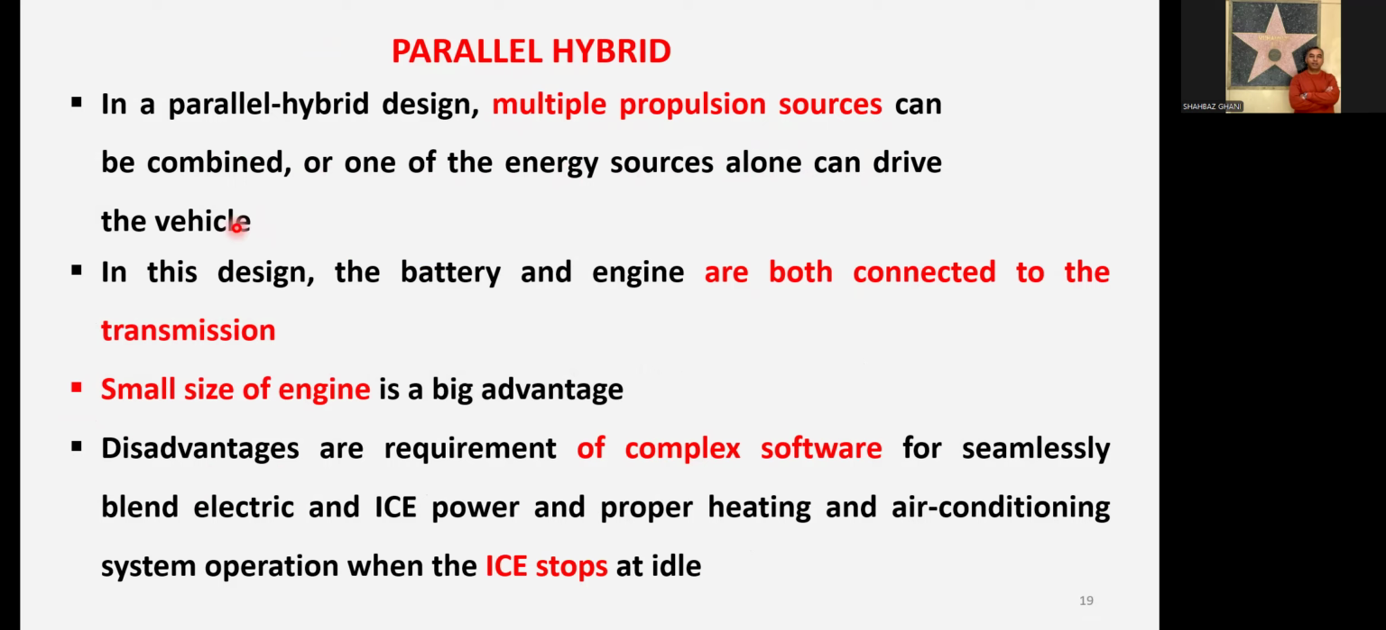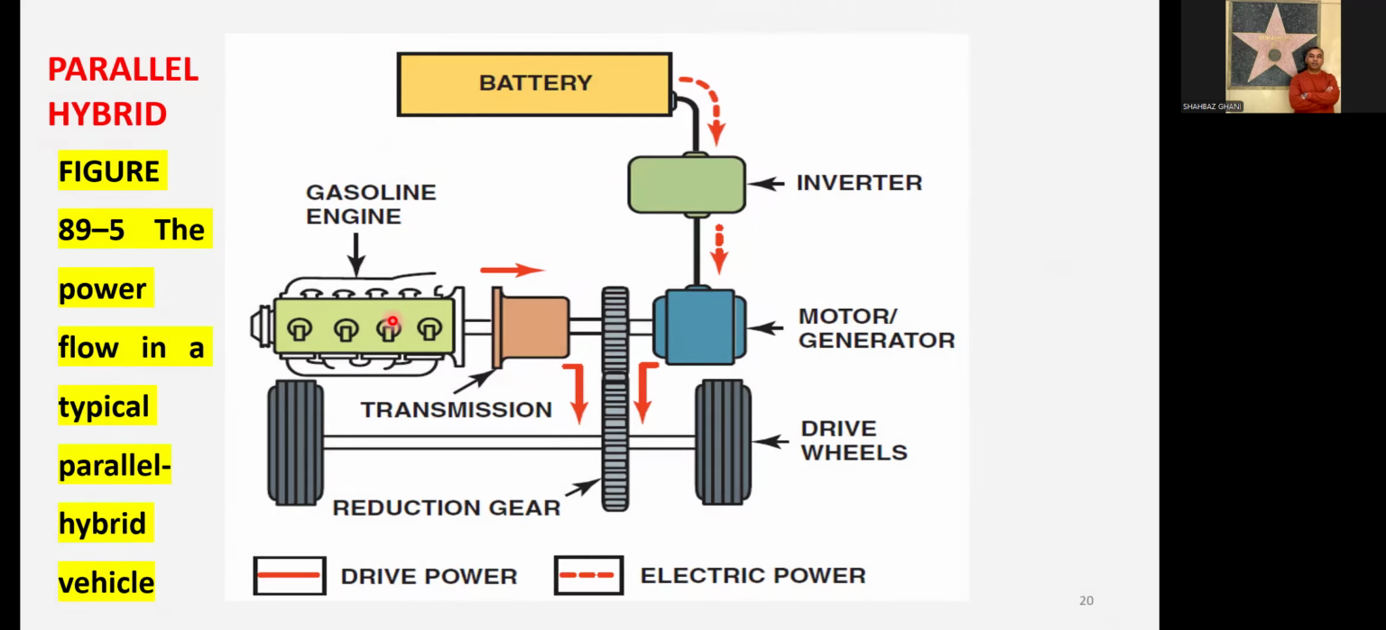So it is either both or either one simultaneously we can use in a parallel hybrid combination. So in this design, the battery and engine are both connected to the transmission. Let's see the figure. So the simplest figure, we have an engine, then we have a transmission, and power is going to the reduction gear and the drive wheel.